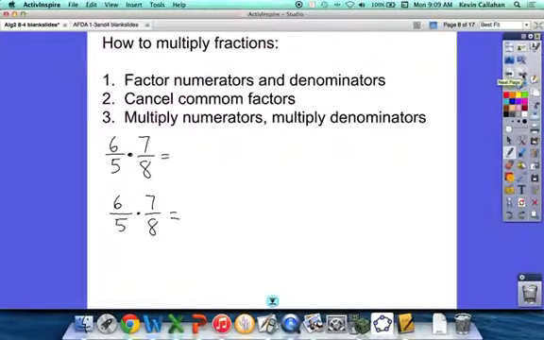Okay, multiplying fractions. I'm going to show it in 2 different ways. You remember the process to multiply fractions? Here's 6 over 5 times 7 over 8. What do I do to multiply those? You do not cross multiply. You just go straight across. That's like 6 times 7 over 5 times 8. That's 42 over 40.